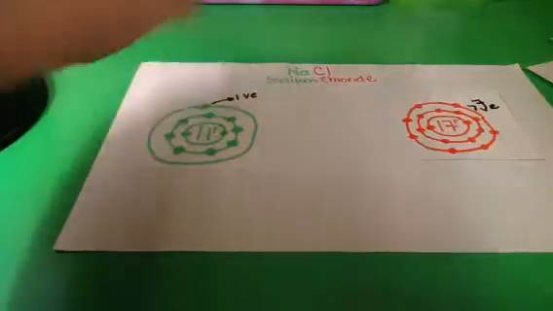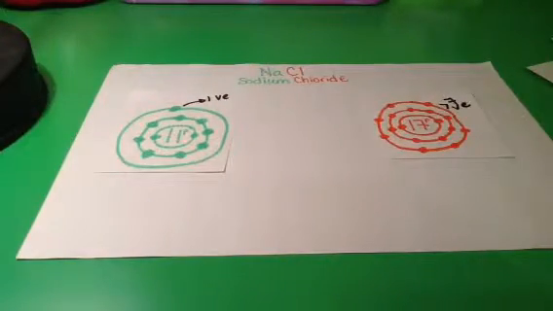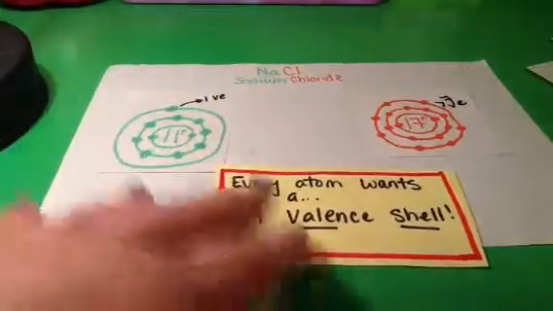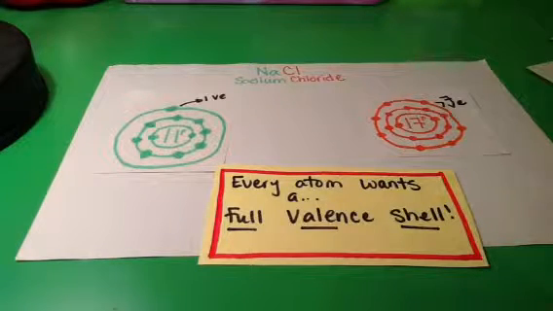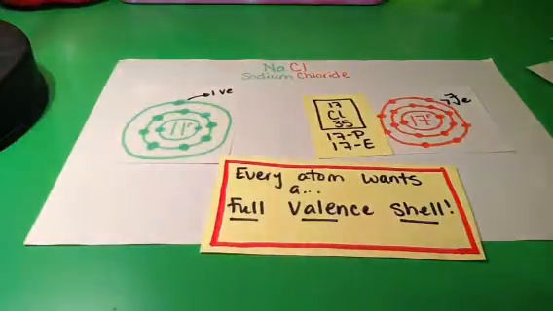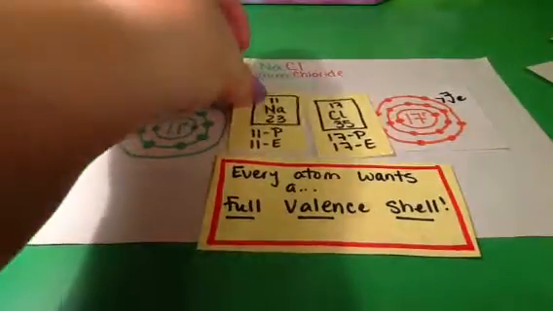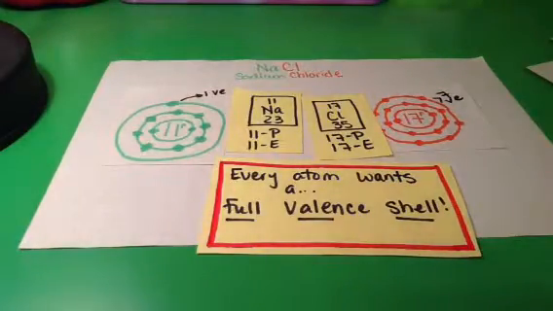I have sodium with 1 valence electron and chlorine with 7 valence electrons. Well, every atom wants to have a full valence shell. So this means that chlorine, having 17 protons and 17 electrons, and sodium having 11 protons and 11 electrons, they can help each other out in getting this full valence shell.